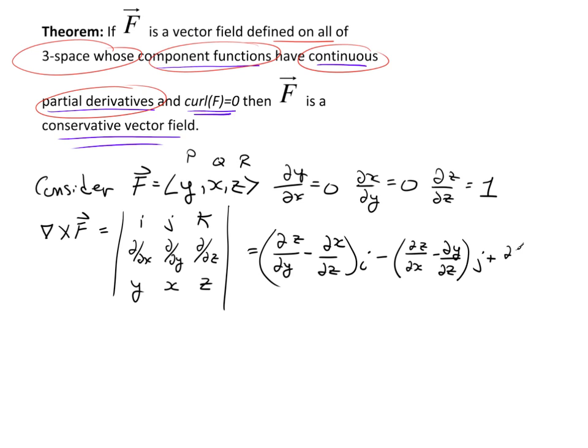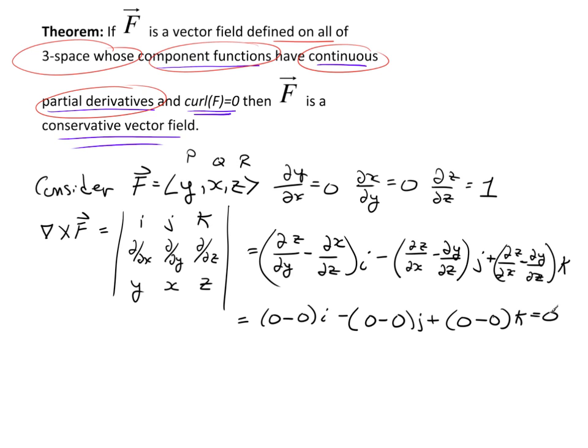And then I'll have the partial of x with respect to x minus the partial of y with respect to z. So that gives me the partial of z with respect to y. Well, this is x, y, and z, so this is going to be 0 minus 0, i, minus 0 minus 0, j, plus the partial of z with respect to x is 0 minus the partial of y with respect to z is 0. So this equals the 0 vector. So the curl is 0. Now, since we have these other conditions satisfied, I can now say that F is conservative.